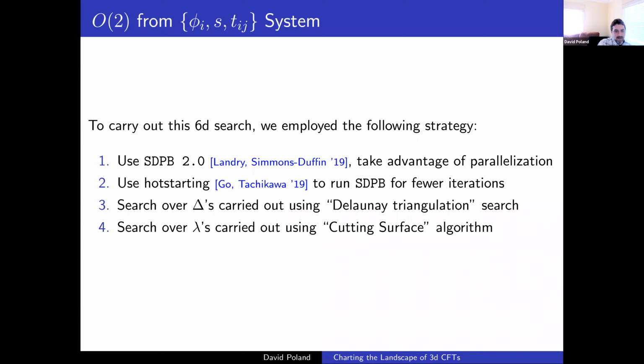And then to search through the space of lambdas, we're using some tricks that we worked out, where each time you do a computation and compute a functional, you can use that functional to rule out a whole region of parameter space, rather than just the point that you tested. So you can do one computation, rule out a big region, do another computation, rule out another big region, and use this to cut down the allowed parameter space until you eventually find some point that's allowed. So we call this a cutting surface algorithm.